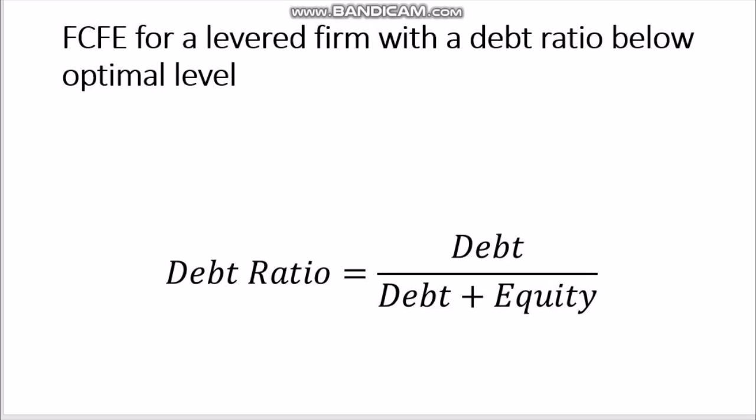So free cash flows to equity for a levered firm with a debt ratio below the optimal level. And then the formula for determining the debt ratio is just the same. What is different now is that this firm now requires additional capital in terms of debt capital or any other sources of capital. So proceeds from new debt issues is what we want to determine as our first step. So we first calculate the debt ratio, and then the second step is to determine the proceeds from new debt issues, which is equal to principal repayments plus the debt component, which is the debt ratio, multiplied by the capex, or capital expenditure, plus changes in working capital.